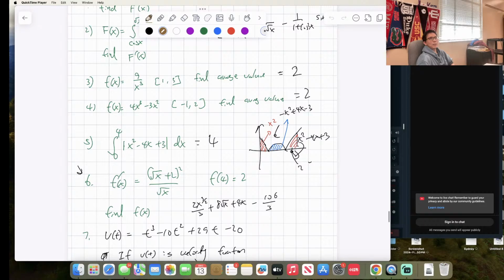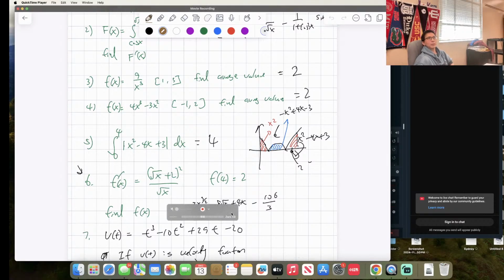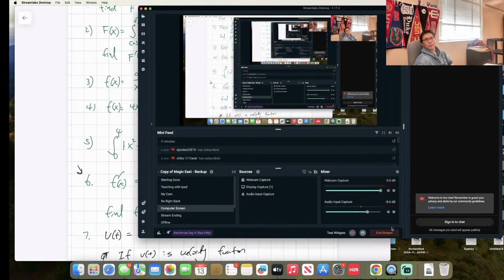It is knowing that the x squared minus 4x plus 3 graph has 2 x-intercepts. One is at 1, one is at 3. And between 1 and 3, wait, I should... No, I should stream this.